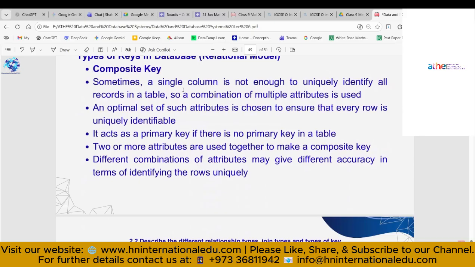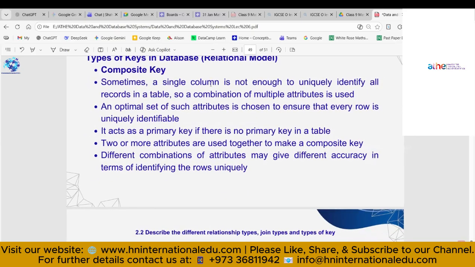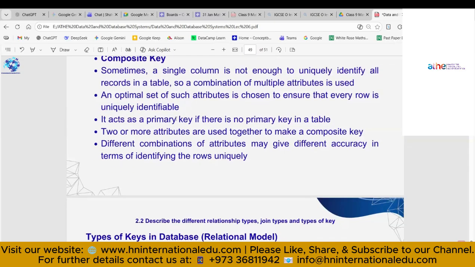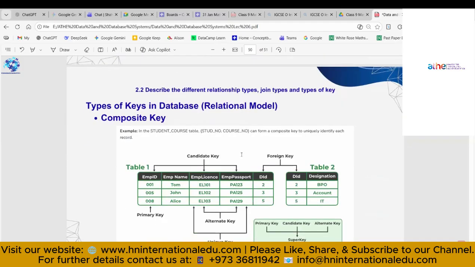Next, we have the composite key. Sometimes a single column is not enough to uniquely identify all records in a table. So a combination of multiple attributes or multiple columns is used. An optimal set of such attributes is chosen to ensure that every row is uniquely identifiable. So it acts as a primary key. The composite key acts as a primary key, but if there is no primary key in a table, you can use a composite key as a primary key. Two or more attributes are used together to make a composite key to uniquely identify a record. Different combinations of attributes may give different accuracy in terms of identifying the rows uniquely.